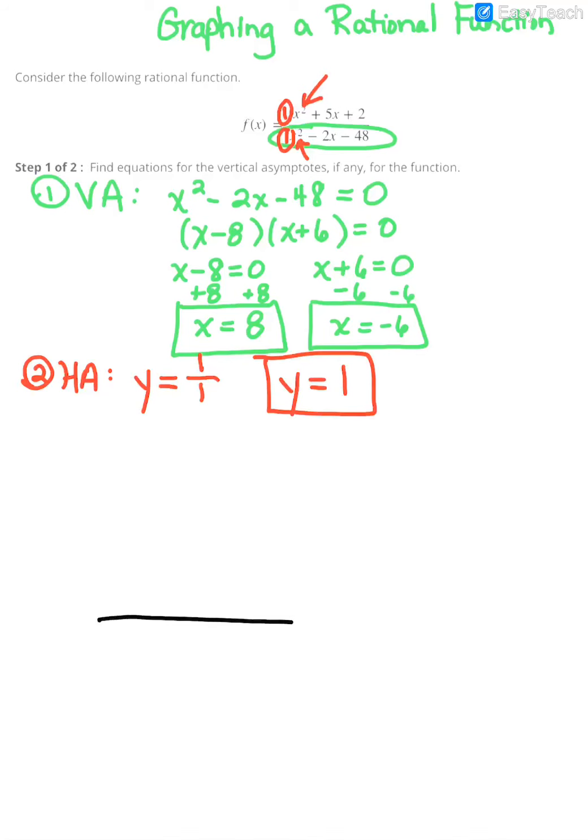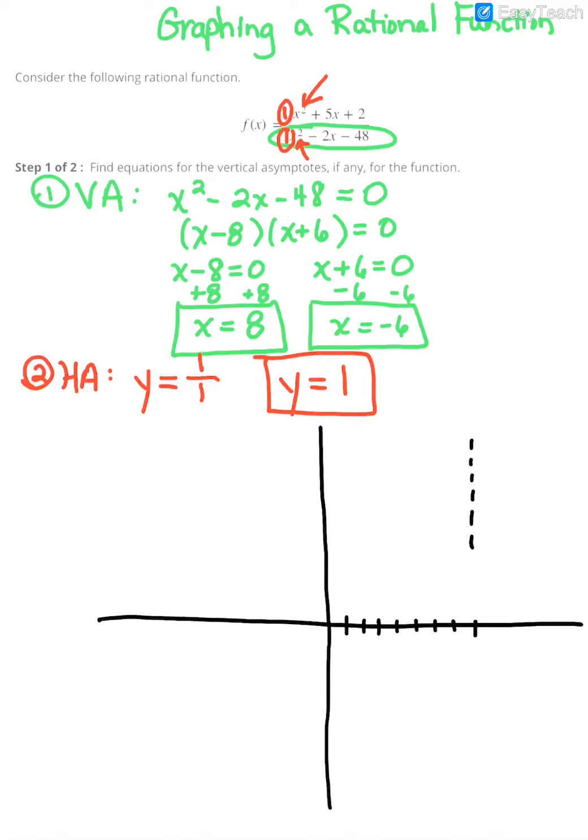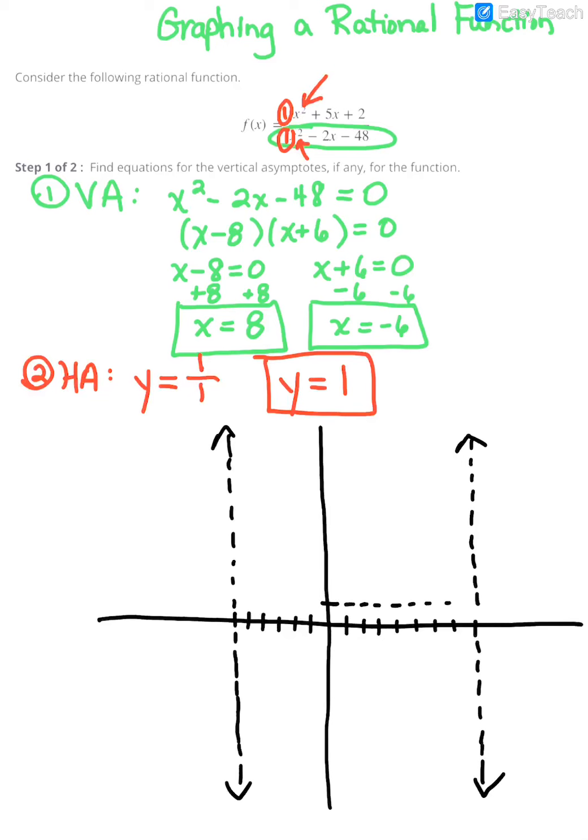Now, for the graph, with our vertical asymptotes, we typically show those with a dotted line. So there's x equals 8, and x is equal to negative 6. And then for my horizontal asymptote, y is equal to 1.